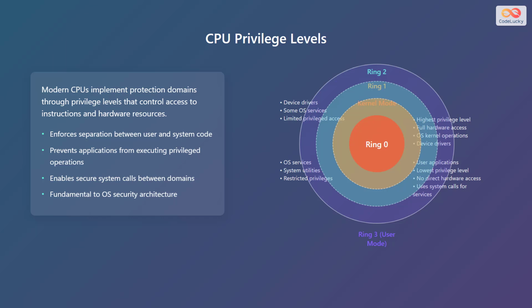The visual on the right shows a diagram of the CPU privilege levels, with ring 0 at the center and ring 3 at the outermost layer. Each ring is labeled with its corresponding level of privilege and a brief description of its functions.